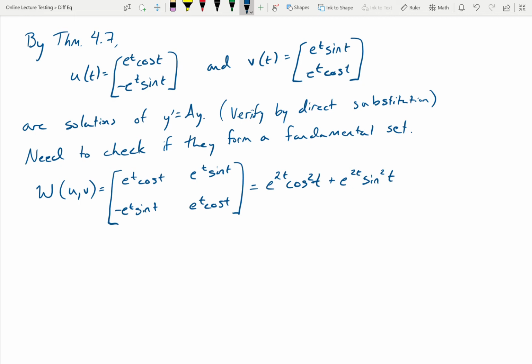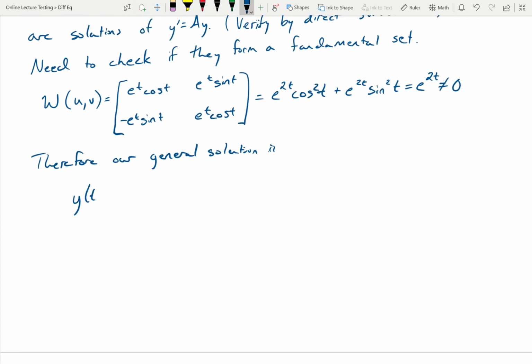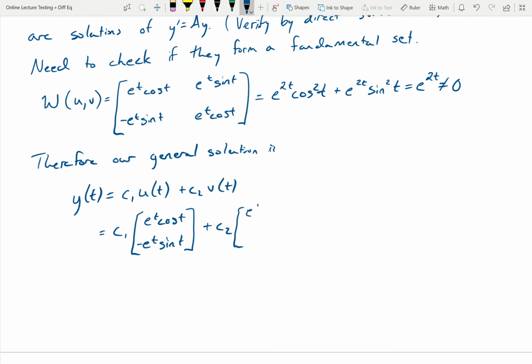All right, well, if we factor out the e to the 2t, cosine squared plus sine squared is equal to 1. So this is equal to e to the 2t, which is never equal to 0. Therefore, our general solution is y of t is equal to c1 u of t plus c2 v of t, which we can write as c1 times u of t, which was e to the t cosine of t, negative e to the t sine of t, plus c2 times v of t, e to the t sine of t, e to the t cosine of t. All right, and this is our general solution.